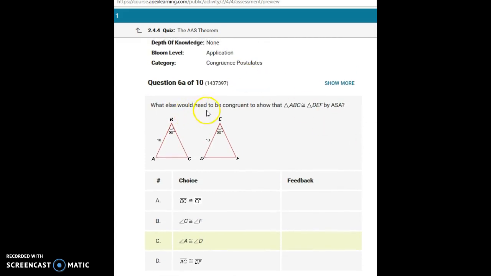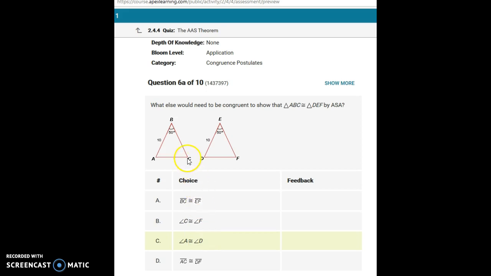What else would need to be congruent to show A, B, C, D, E, F? Now they've switched up the pattern. Now it's angle, side, angle. So now we need an angle, a side, and an angle. This time the side has to be in the middle. So the answer is A and D. Angle, side, angle.